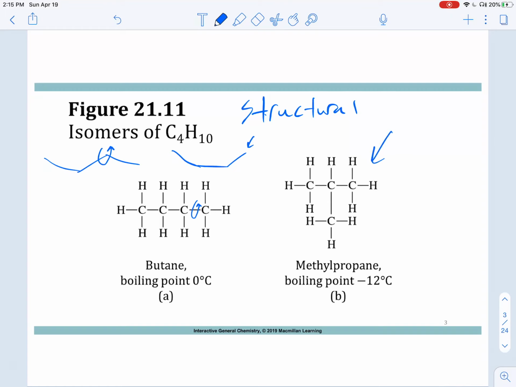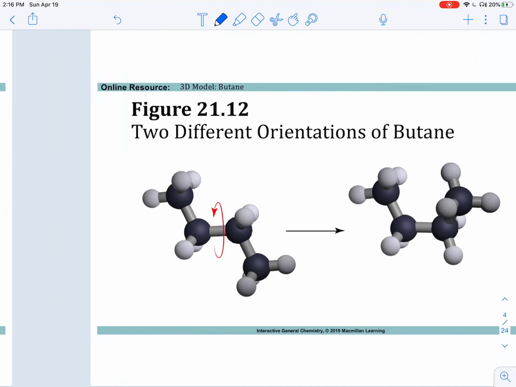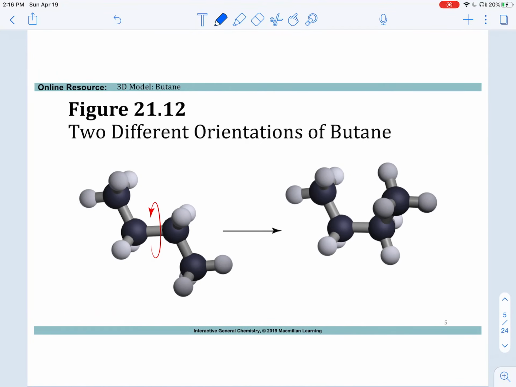This is a new isomer because I didn't just swing a bond around. I moved the bond connection from here to here. So if I were to draw this in this way, this is methylpropane. So notice with the structural isomers, you actually have to make a different bond connection. So different connection, that's key for structural isomers and identifying them. Here's another version of that. This is the ball and stick of what I just drew.